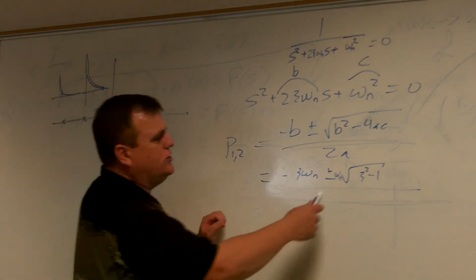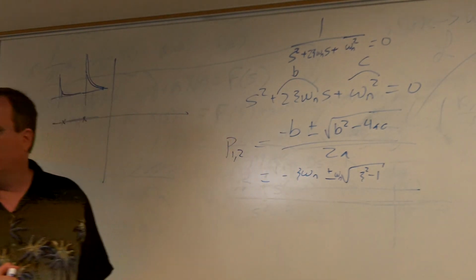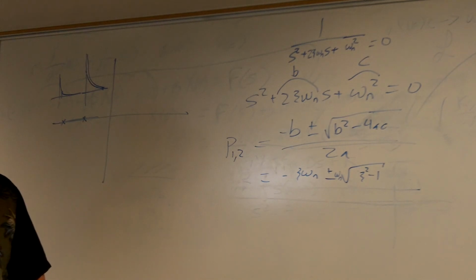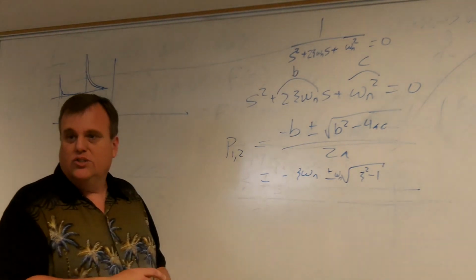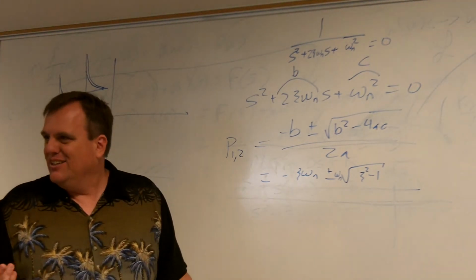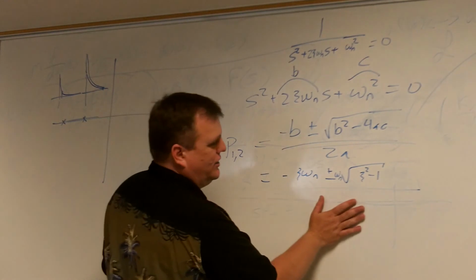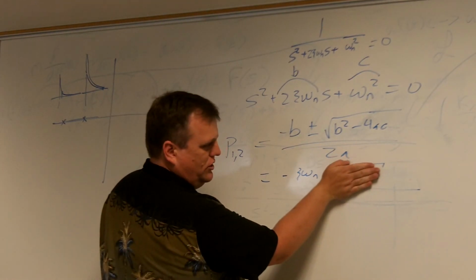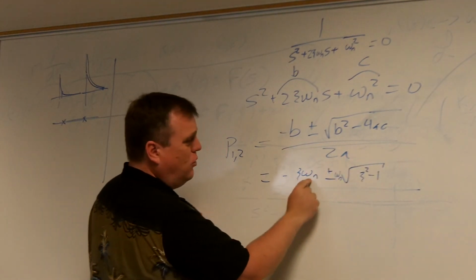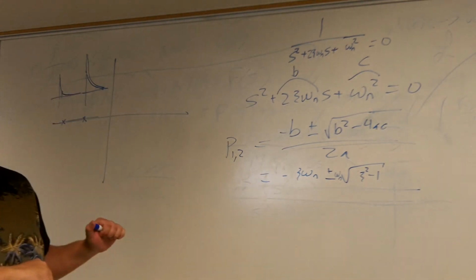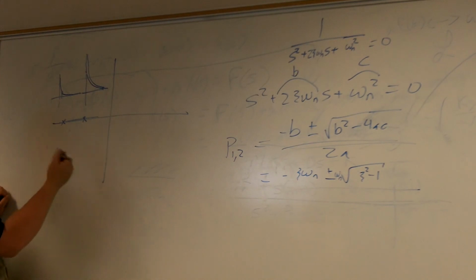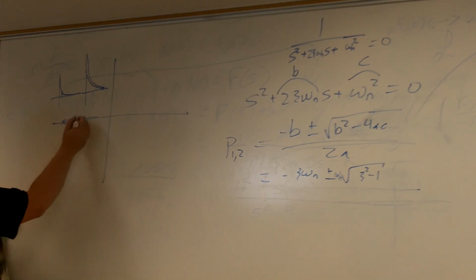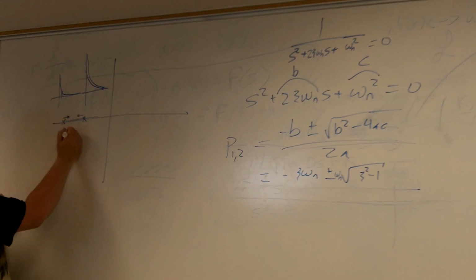What happens when zeta squared becomes 1? If zeta squared becomes 1, zeta is 1, as far as we're concerned. So what you get is this becomes 0. That's 1. It just goes to omega n. Now what happens is as zeta gets closer and closer to 1, these two poles start moving together, don't they? And when zeta equals 1, they meet.